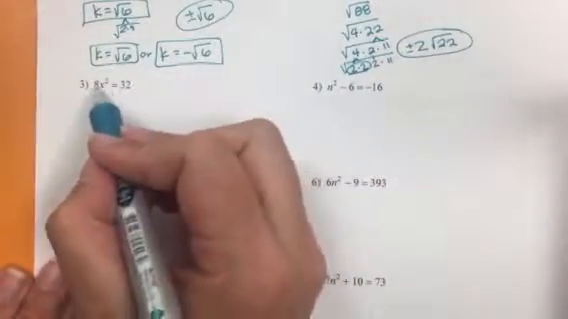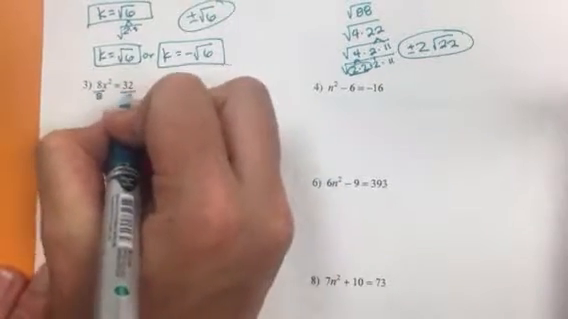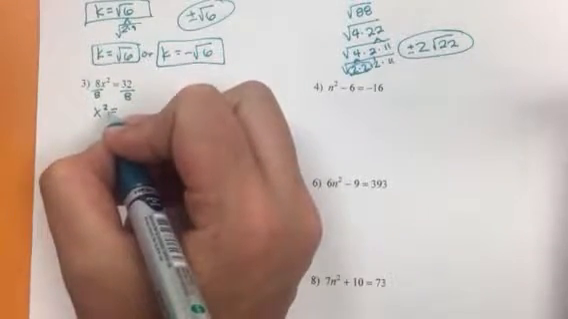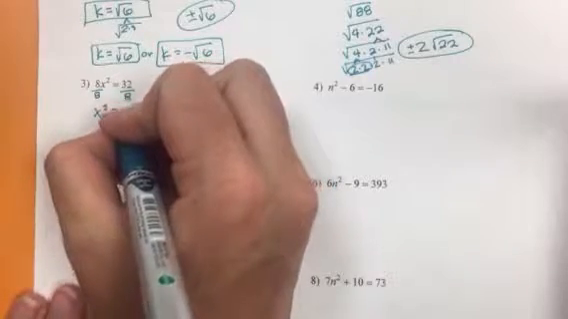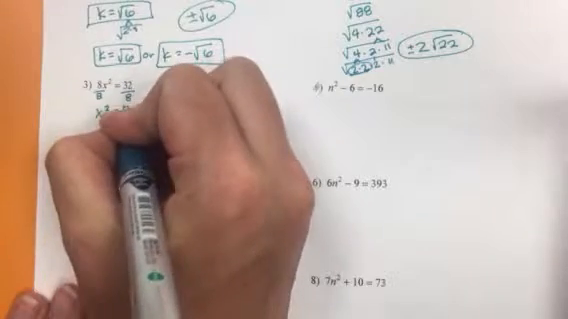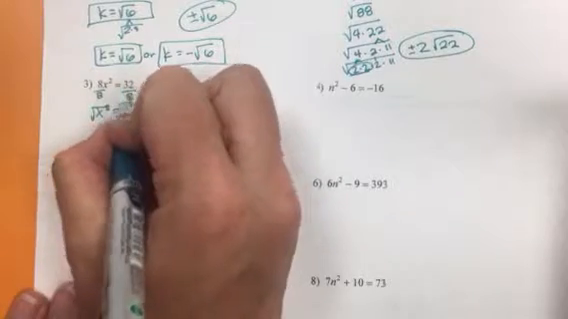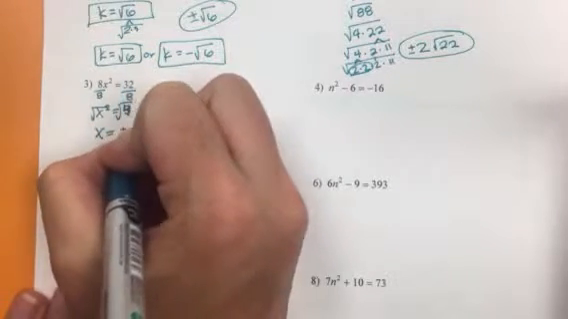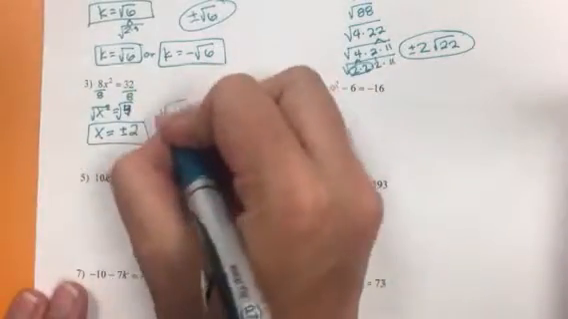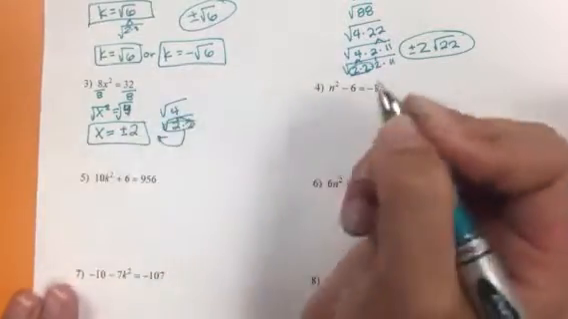8x squared, I can't just square root it because the 8 is attached. I need to get rid of the 8. And x squared is equal to 3. Oh, my bad, 4. 1632. Square root, and x is equal to plus or minus square root of 4 is 2. 2 can leave.